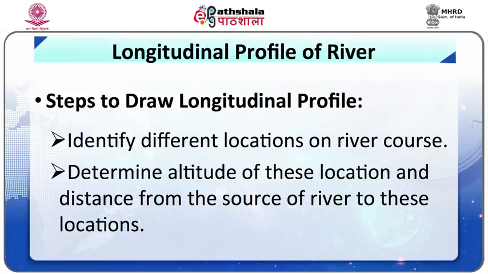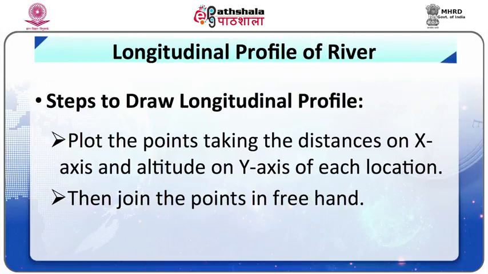You can draw longitudinal profile in 4 steps. First, identify different locations on river course. Then determine altitude of these locations and distance from the source of the river to this location. Then plot the points taking the distances on x-axis and altitude on y-axis of each location. Then lastly, join the points in freehand.